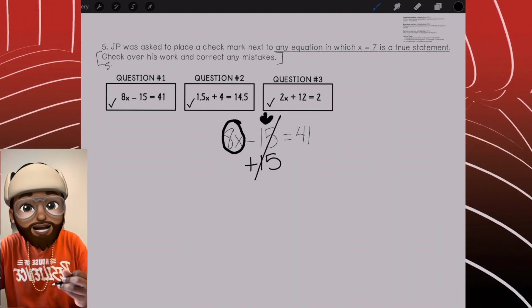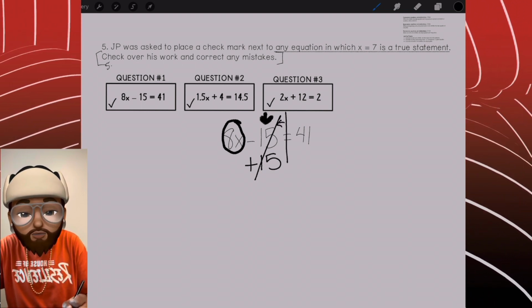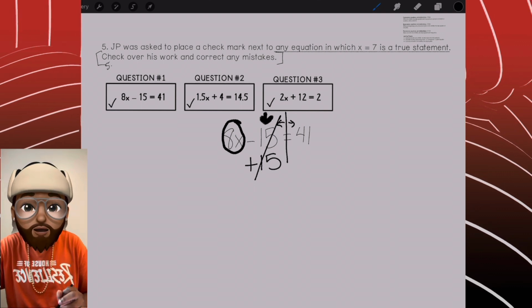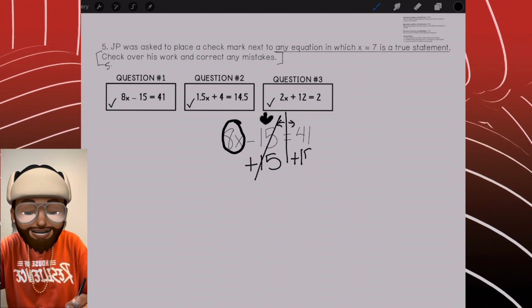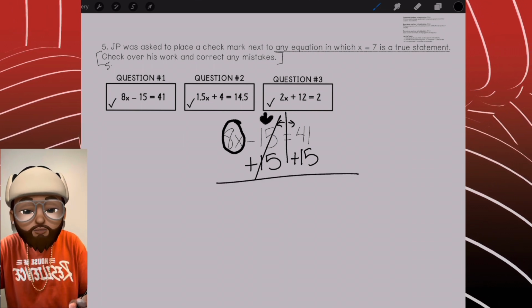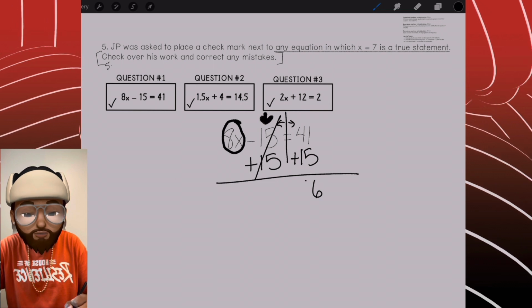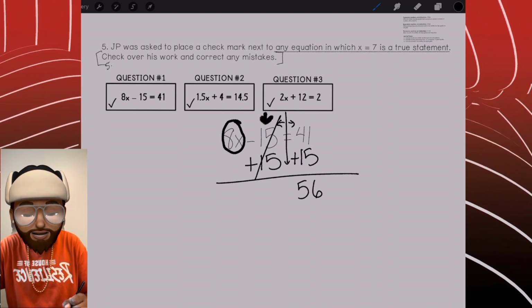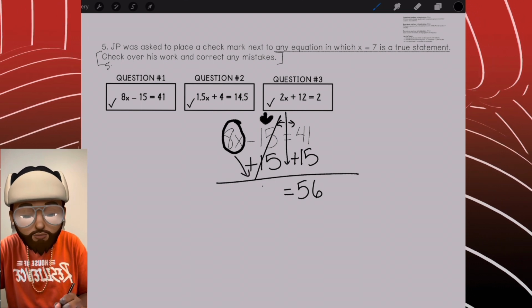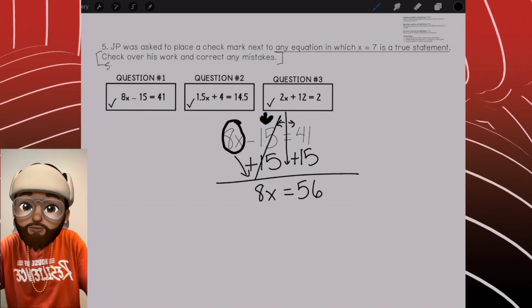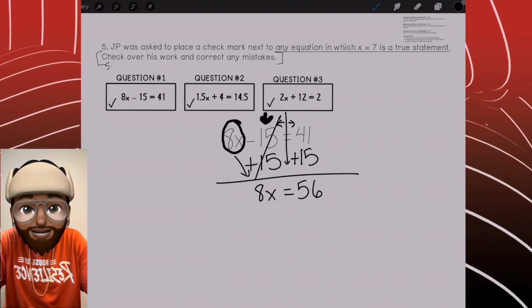But whatever we do to that side of the equal sign, we must do to this side. So since we added 15 to this side, we also need to add 15 to this side. 1 plus 5 equals 6. 4 plus 1 equals 5. We're going to bring down the equal sign, and we're going to bring the 8x down from this side since that's all that's left over there. Now, we have 8x equals 56.